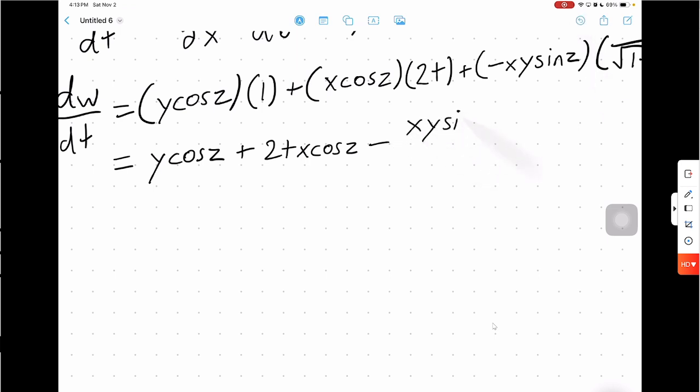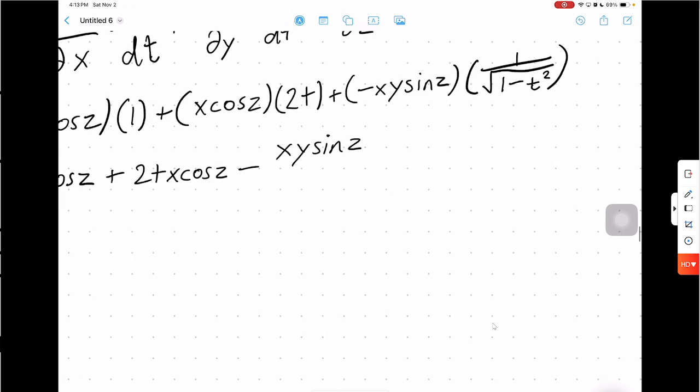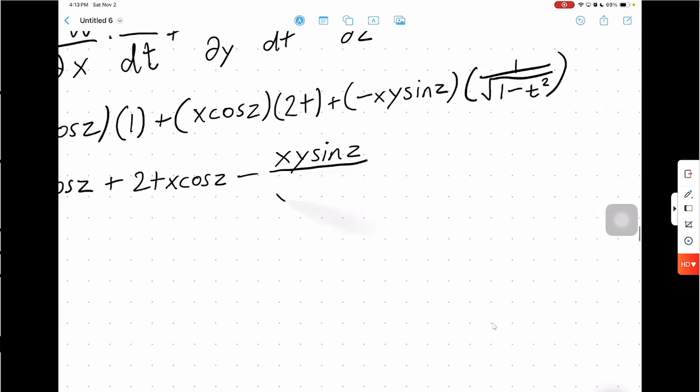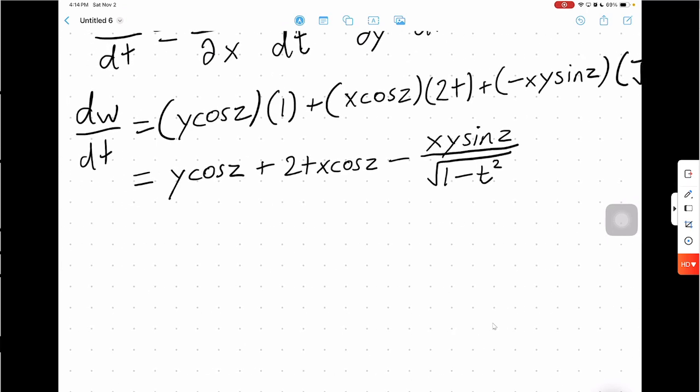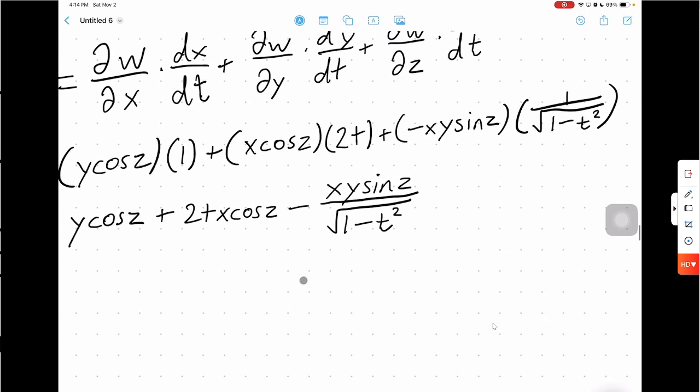Hey, Verda. Yeah, if the question asked you to simplify it in terms of t, then yes, you would have to plug everything in terms of t, and then simplify it. All right. Thank you. No problem. Let me see if there's any more questions.